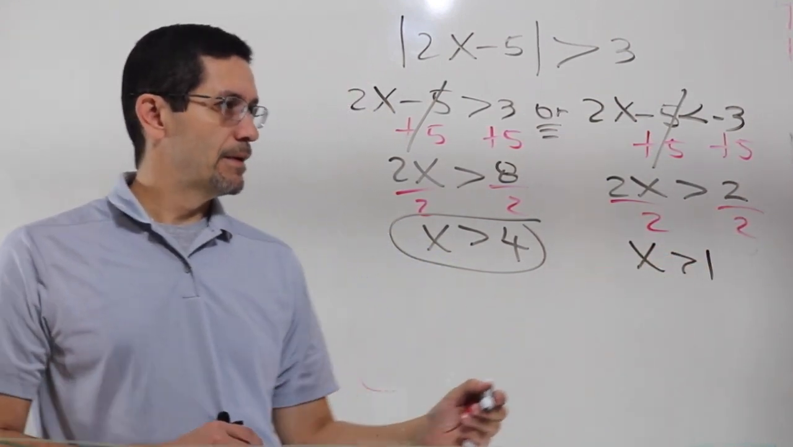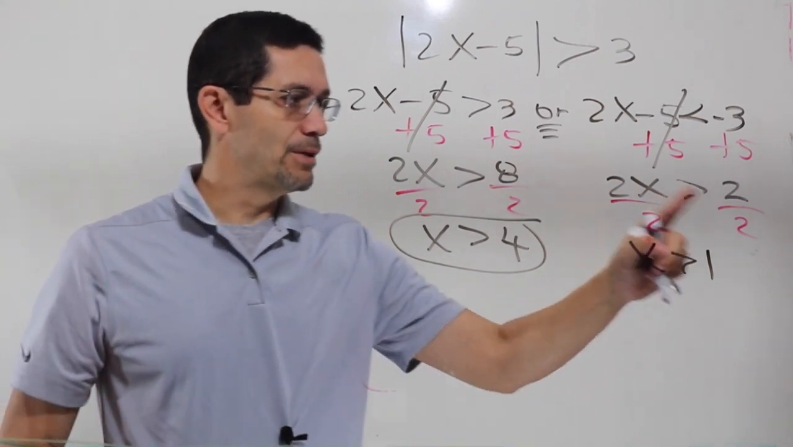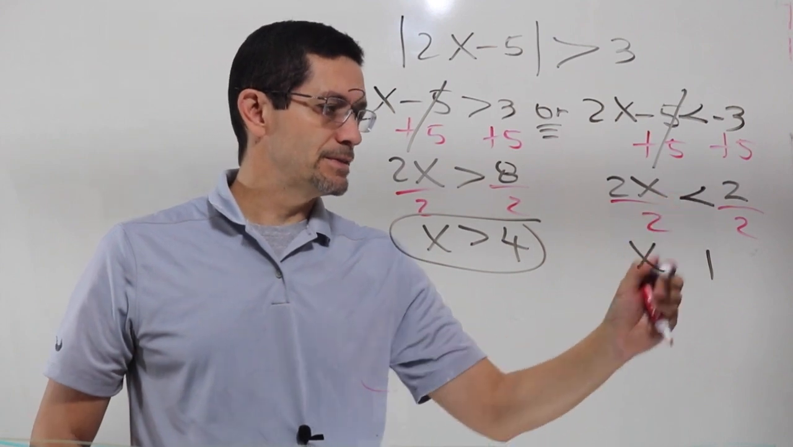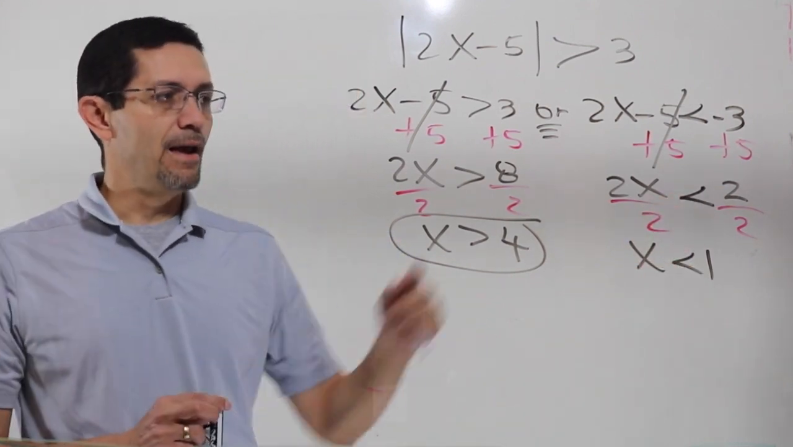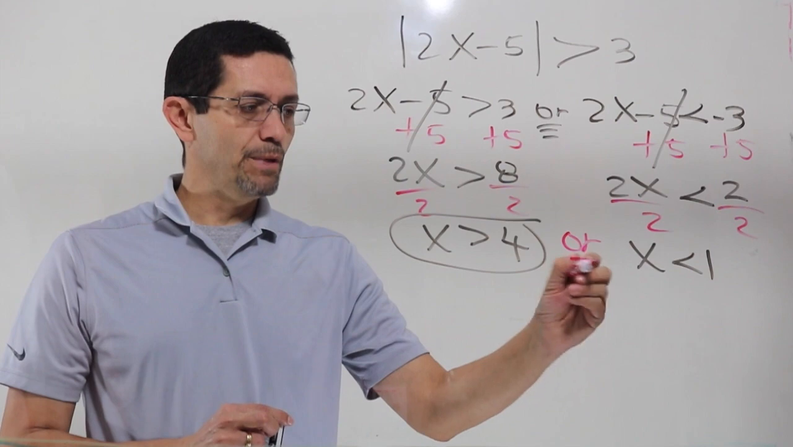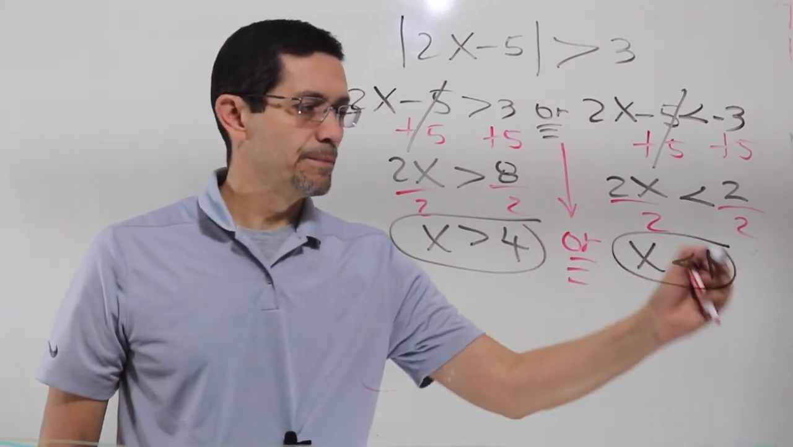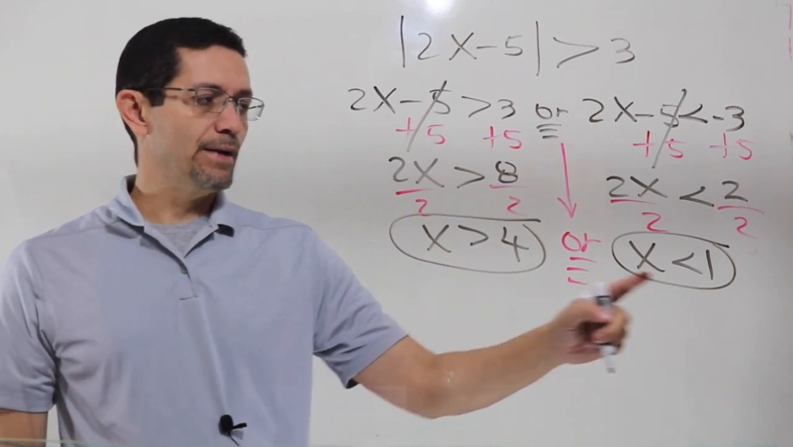Okay? I made a mistake on the symbol. Here we go. This is less than, this is less than. Okay, and now the word OR, make sure you bring it back all the way down. So x is greater than 4 or x is less than 1.